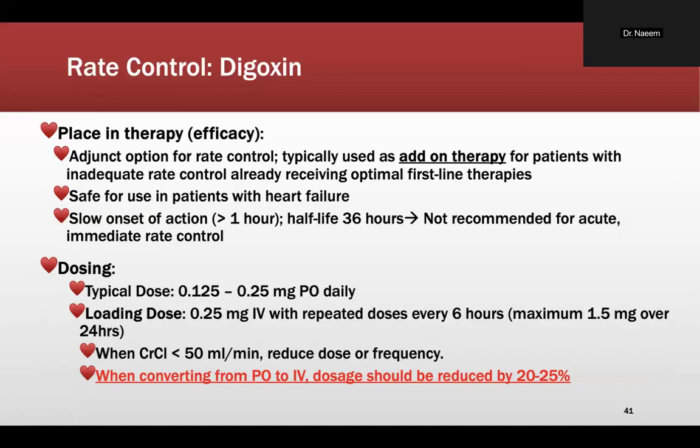In terms of the onset of action for digoxin, it's over 1 hour, with a half-life of 36 hours, so it's not recommended for acute immediate rate control. Beta blockers are our go-to, and also our non-dihydropyridine calcium channel blockers. They work very quickly, so that's one downside to using digoxin. You can see the dosing here, more so FYI. When the creatinine clearance is less than 50 milliliters per minute, we would reduce the dose or frequency. And when converting from PO to IV, something unique about this is that the dose needs to be reduced by 20 to 25%. So that is something to factor in.